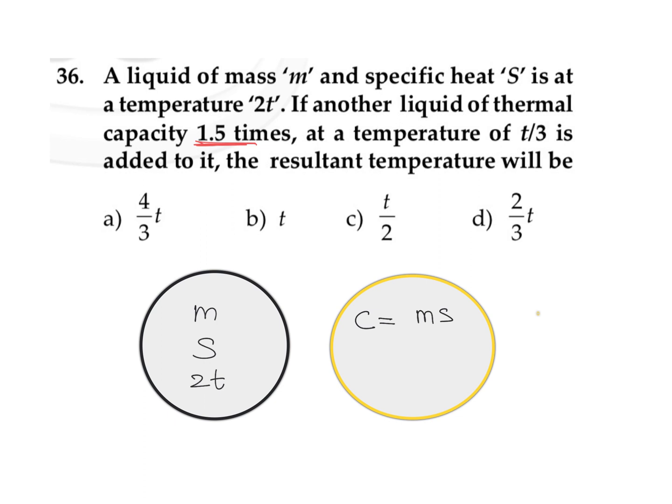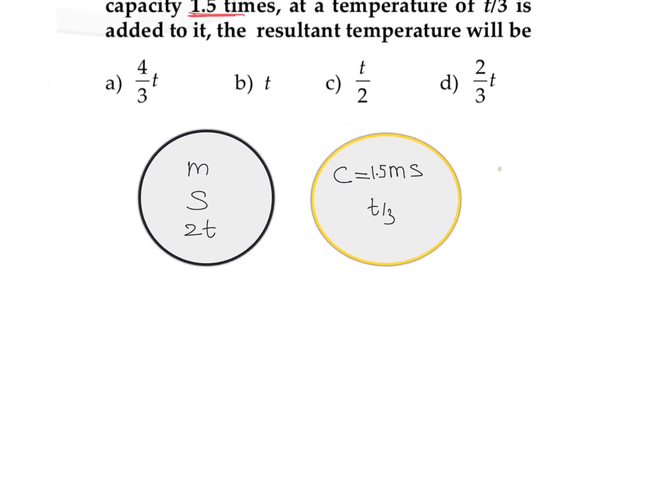So the initial one has a thermal capacity of m into s, so 1.5 times of this. So its heat capacity is 1.5 times ms, and its temperature is given as T by 3. This is added to it. The resultant temperature is what we need. So we are going to mix these two liquids.